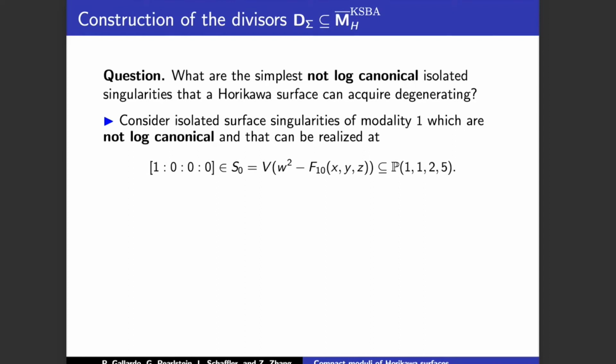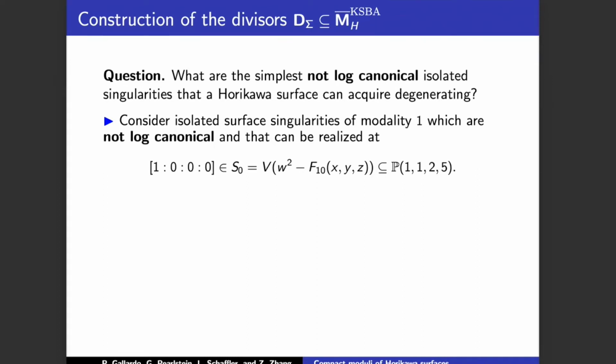I'm talking about this modality, which is an invariant that you attach to isolated singularities. It is somehow an invariant that counts roughly on how many parameters it depends. For example, ADE singularities have modality 0, and those are canonical. When you move to modality 1, you see, for example, elliptic singularities, which are log canonical, and those have already been considered by previous works, as we explained.